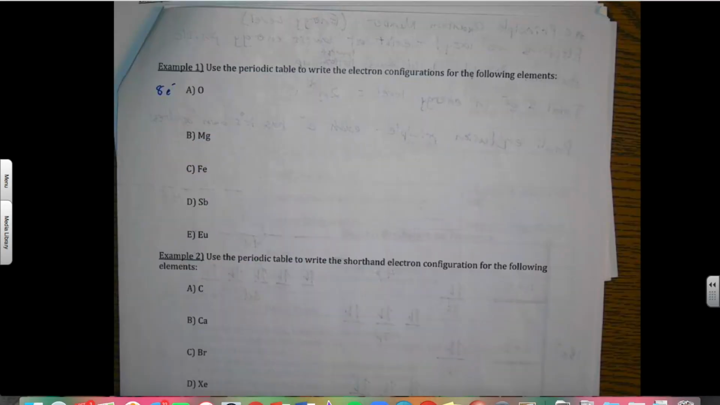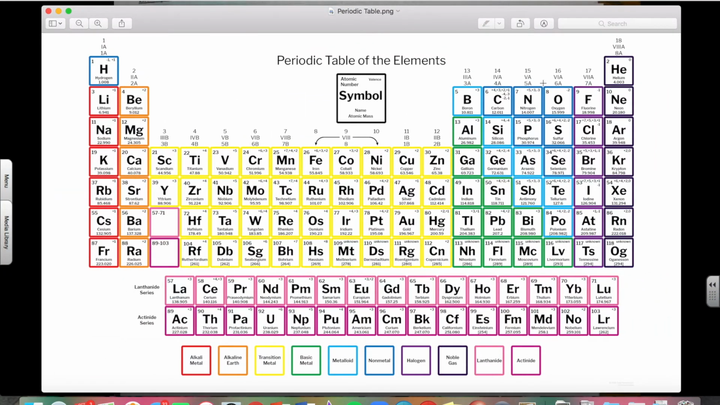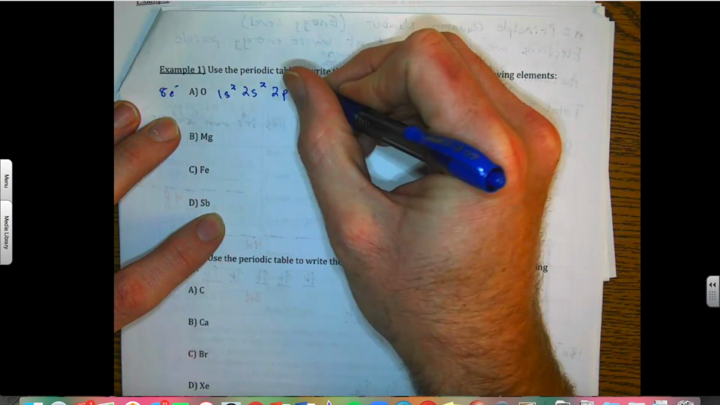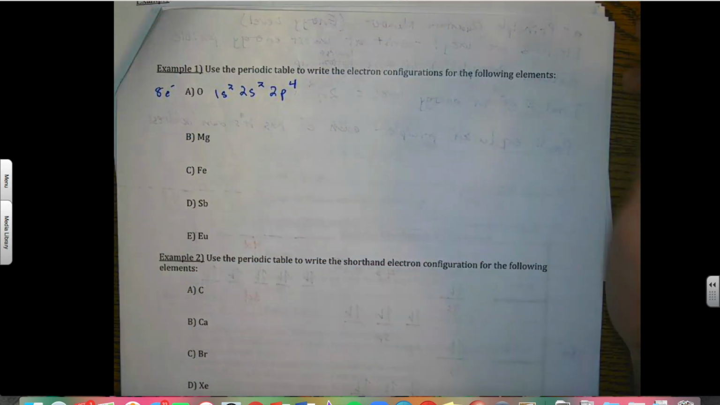So let's do oxygen. Oxygen has 8 electrons, and where you see it on the periodic table, it's right there. So that is in the P block, and it is 1, 2, 3, 4 over. So its last configuration is going to be 2p4. So we're going to start with 1s2, 2s2, and it's going to be 2p4. Okay, it's really handy to have a calculator here.